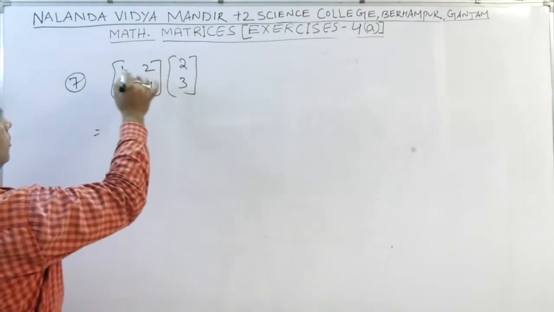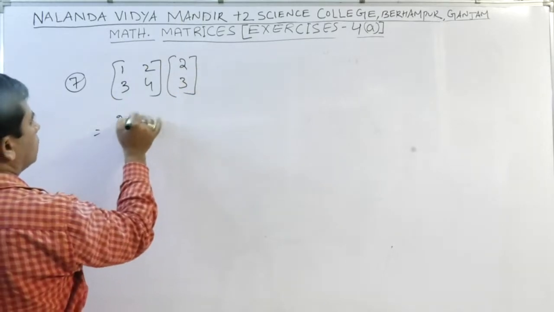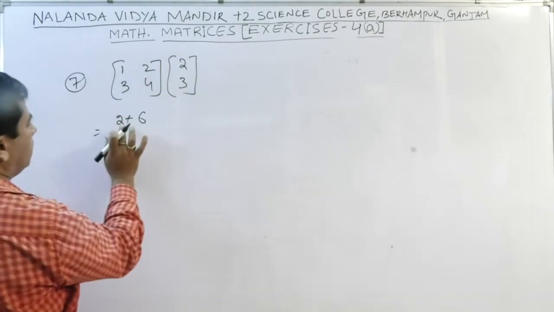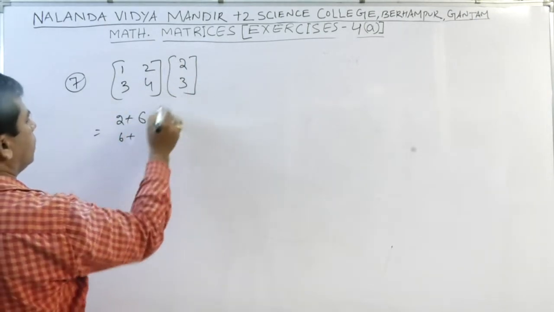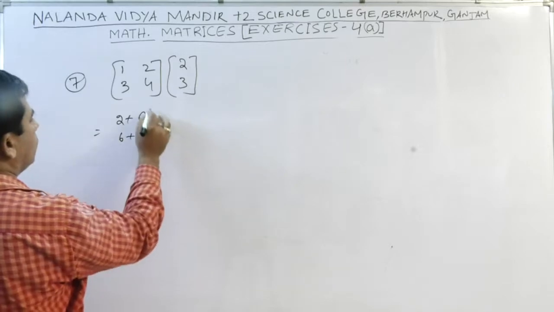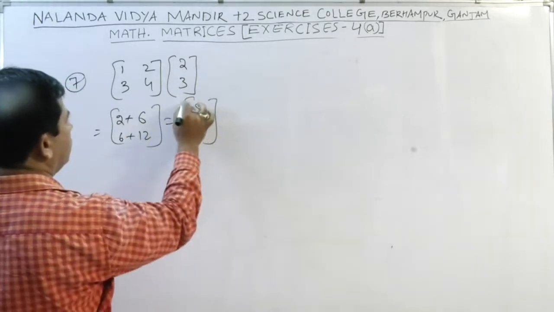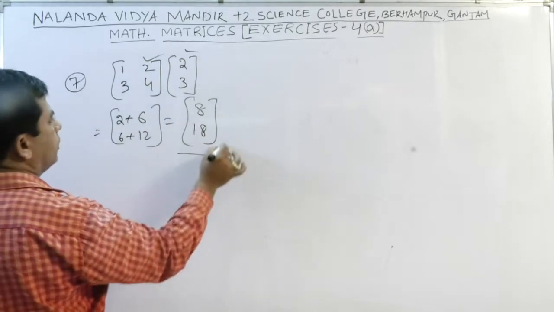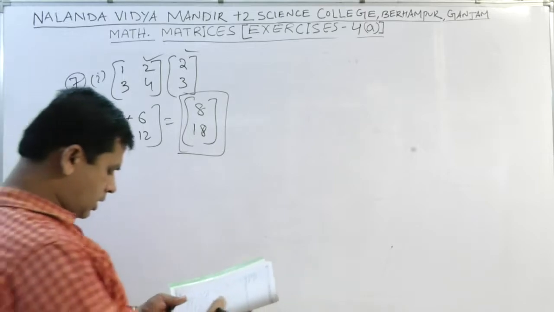Then, first row, first column is 2 into 1, 2 plus 2 into 3, 6. The first row, first column is 2 plus 6. Second row, first column, 3 into 2, 6 plus 4 into 3, 12. That is equal to 8, 18. If we multiply these two matrices, we get this. This is our first part of question 7. And the second part, 2, 3.